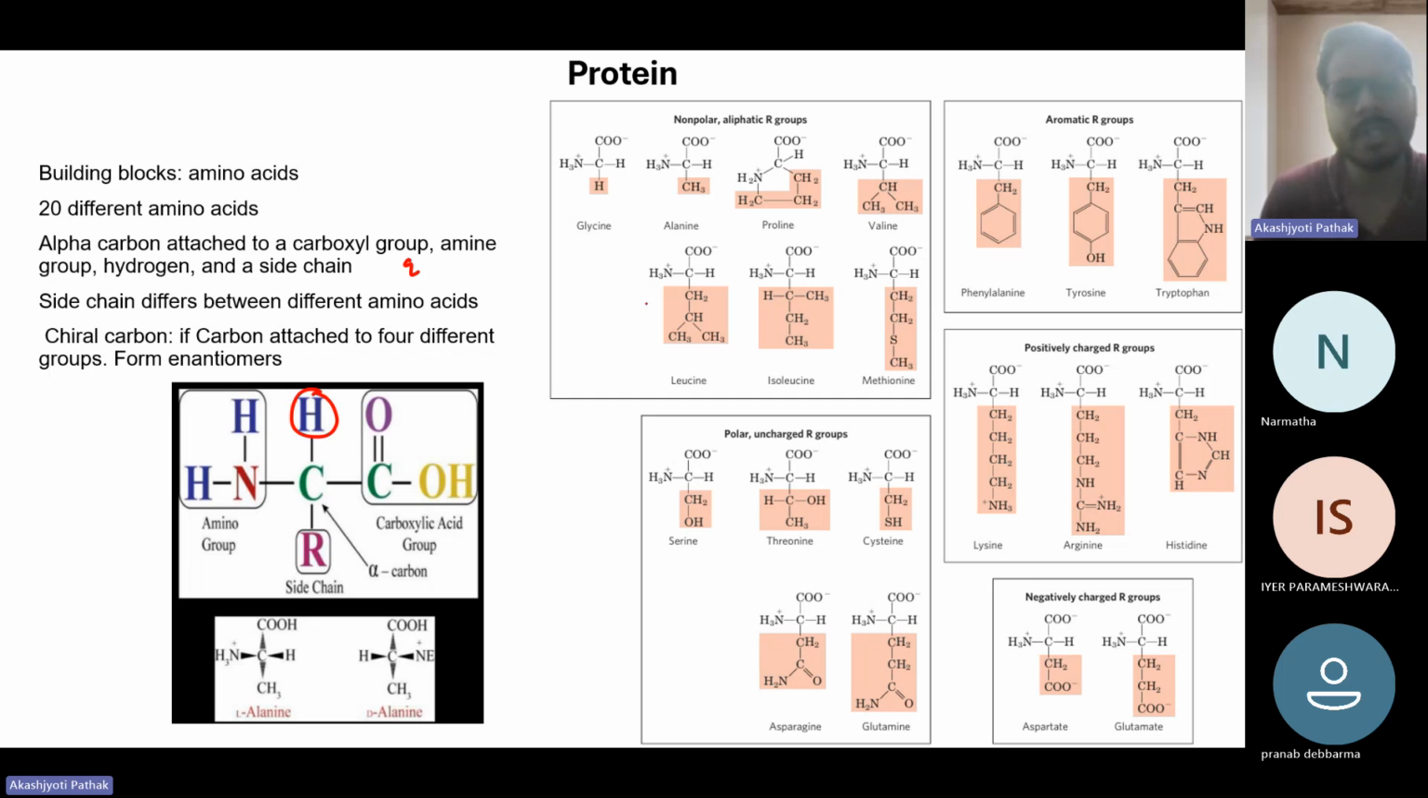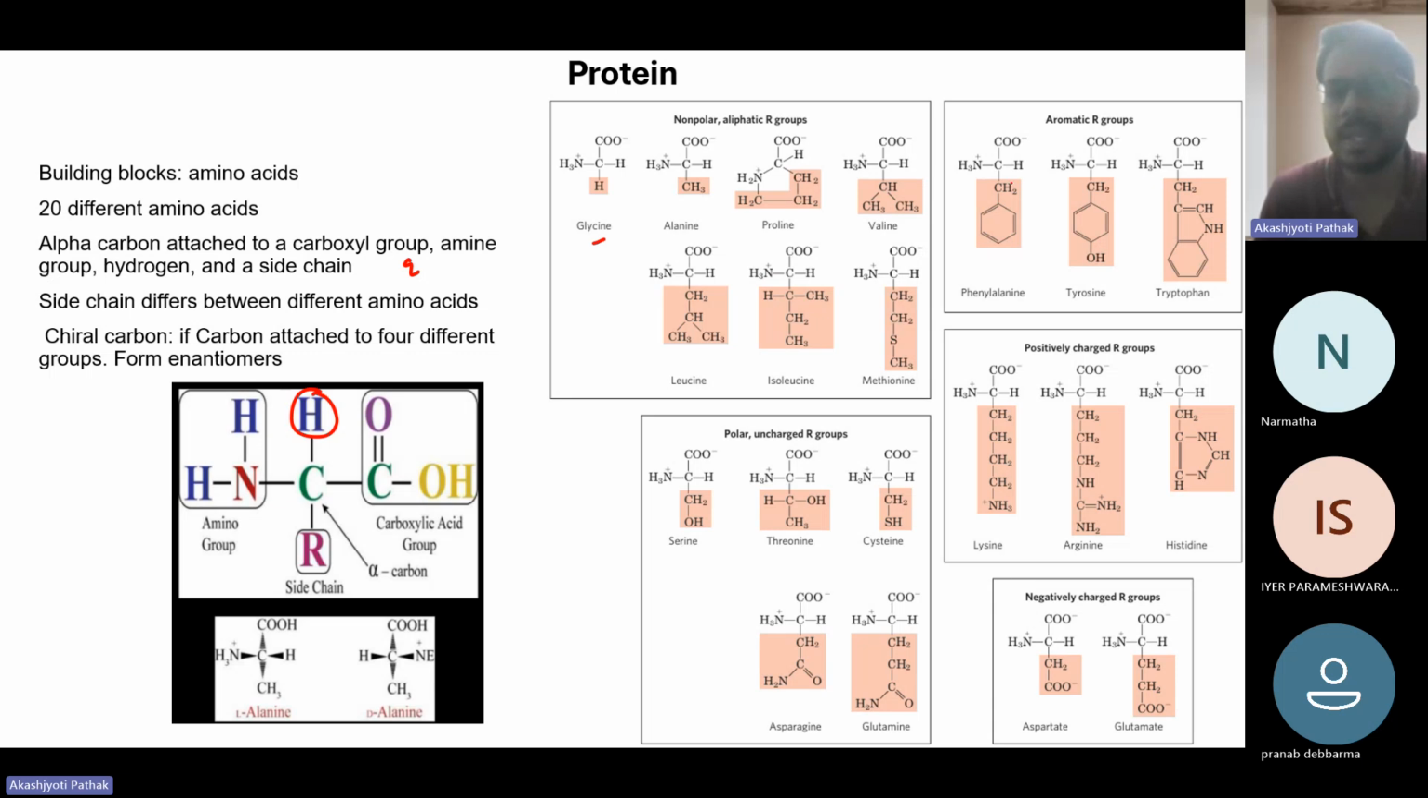Depending on what type of side chain is present, these amino acids are classified into these five classes. If the R side chain is hydrogen, we call it glycine. All these are non-polar groups: hydrogen, methyl group, CH, CH3, CH3. Since they are non-polar or aliphatic groups, all these amino acids, glycine, alanine, proline, valine, methionine, isoleucine, leucine, come under non-polar amino acids.